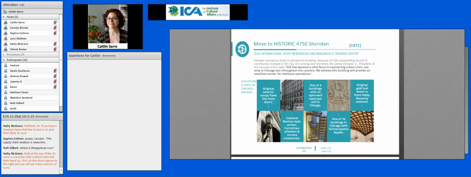So back in December of 1971, so 1972 is when the building was purchased for $1, so essentially donated to the Institute of Cultural Affairs. And since then, we've been using it for many different purposes, but it originally was an international training center and is now a nonprofit service hub.